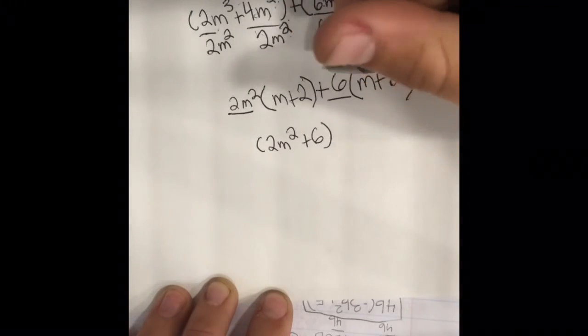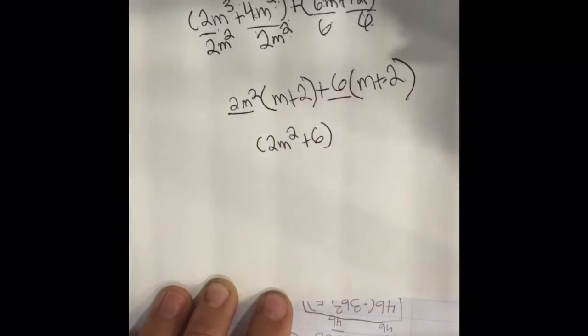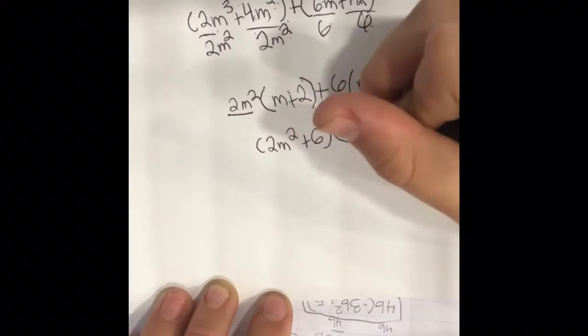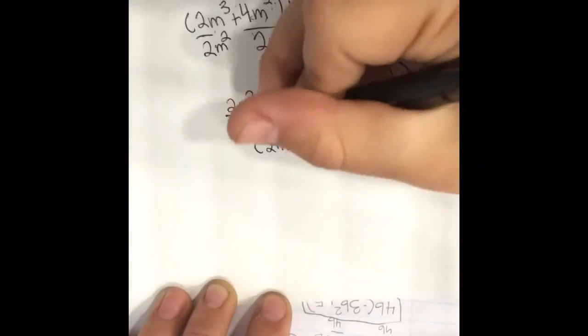And it's always a good sign when these two are common because we know we've solved the problem correctly. So we put m plus 2, and this is our final answer.